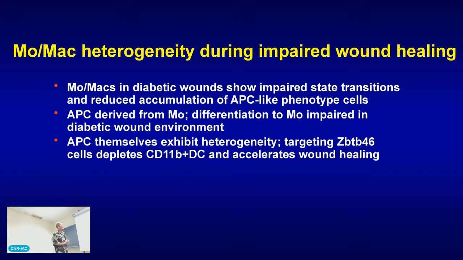So, to conclude this section of the talk, the macrophages in diabetic wounds seem to show impaired state transitions, a persistence of inflammatory phenotype, and impaired accumulation of these ABC-like phenotype cells. Those latter cells are derived from monocytes, and monocyte differentiation to dendritic cells, the typo there, is impaired in the diabetic wound environment. And we're using different strategies to target these cells now, trying to deplete them in the wounds to test their function, to see what influence they have on inflammation and healing.